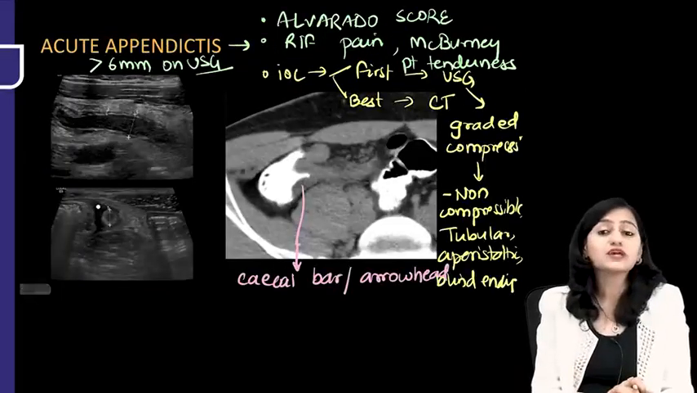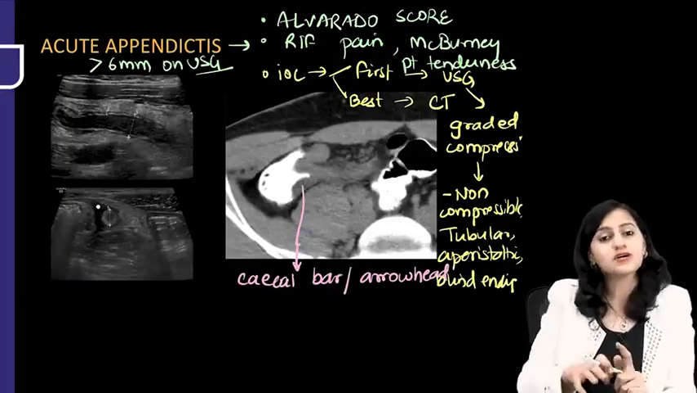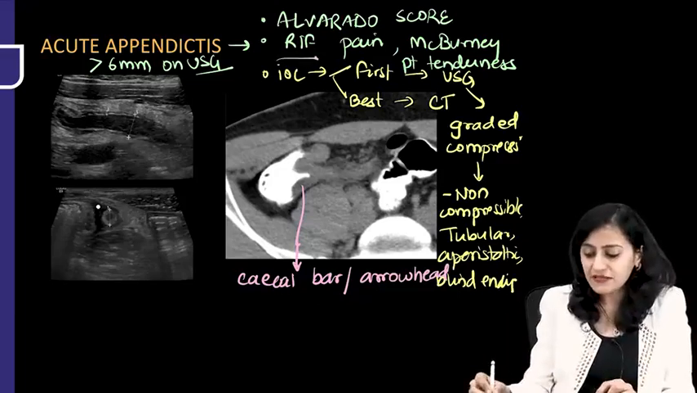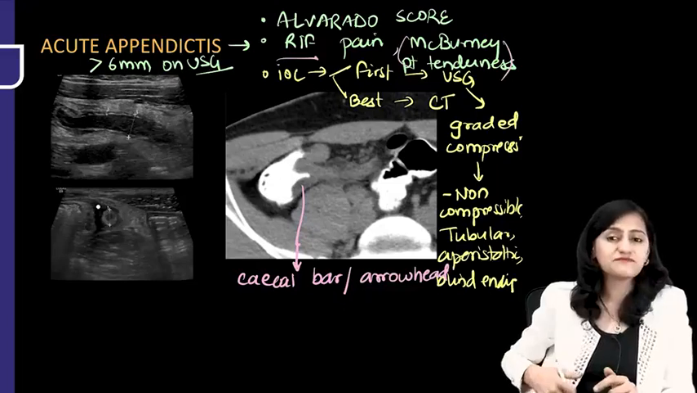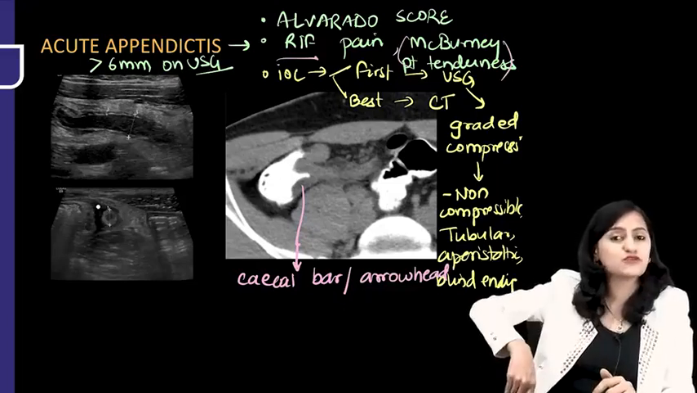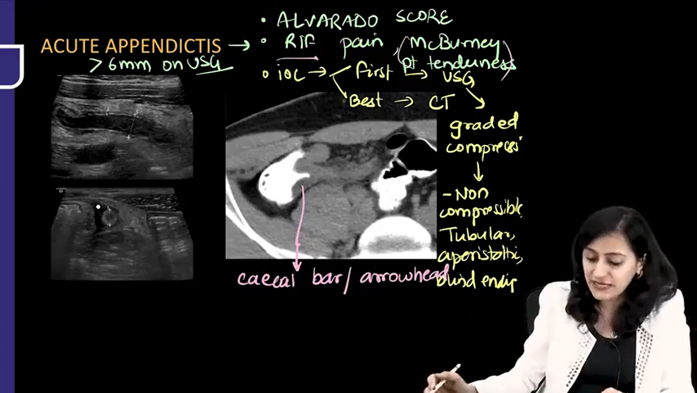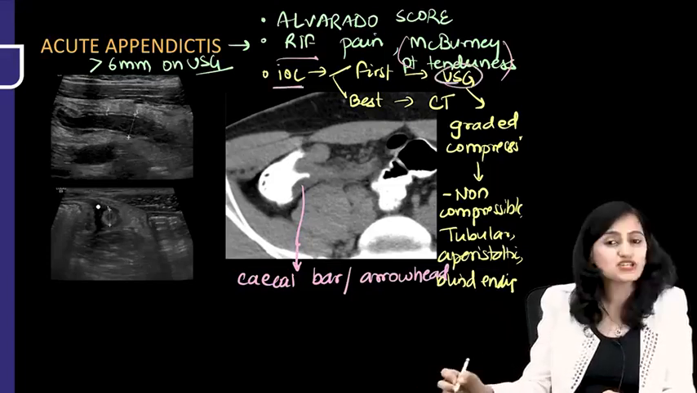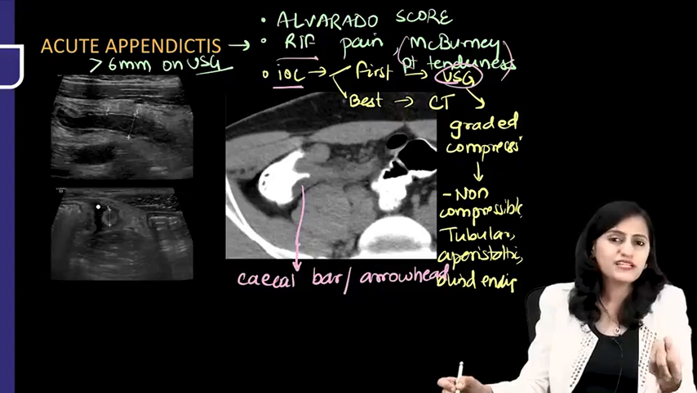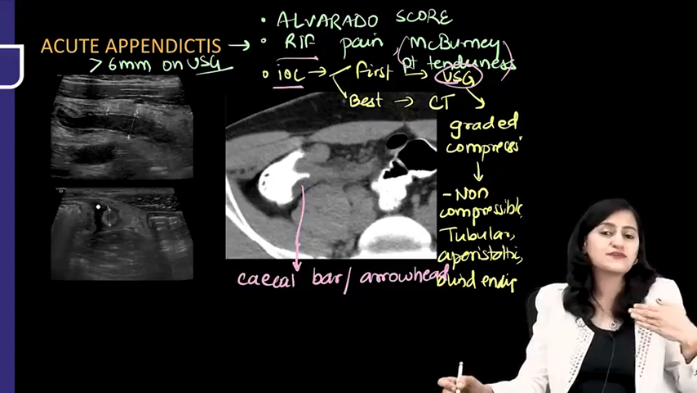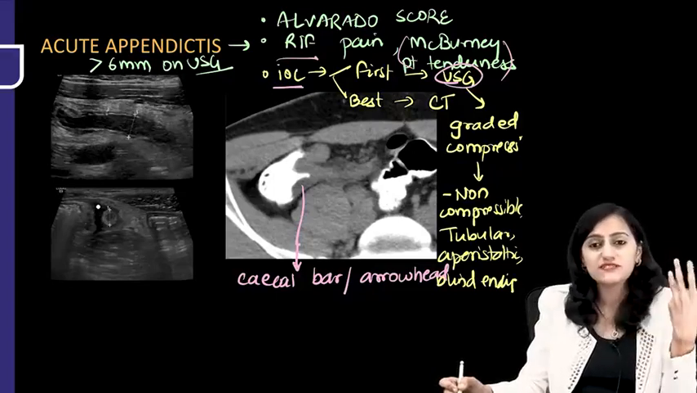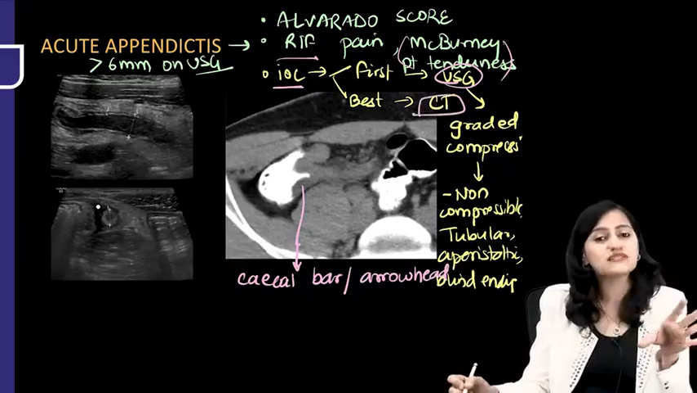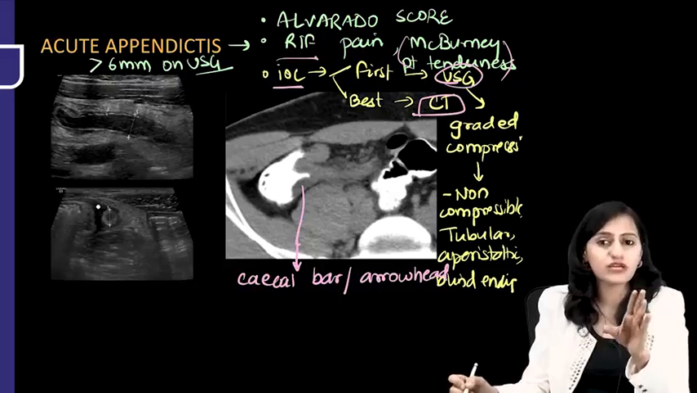What do we have in acute appendicitis? So appendicitis will cause pain in the RIF and McBurney's point tenderness. First the pain is periumbilical, then it goes to the RIF, McBurney's point tenderness. What is the investigation of choice? First investigation is ultrasound. But quite a few times because of the retrocecal location, the appendix might not be visualized on ultrasound. So the best investigation is CT scan. It shows the appendix irrespective of its location.